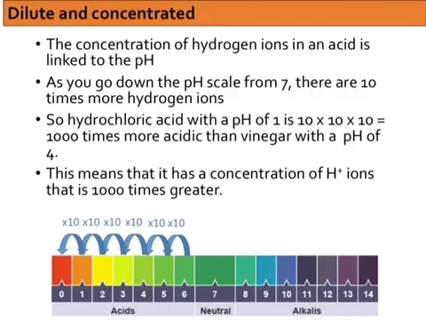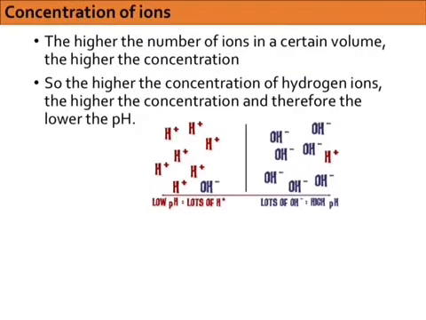As we go up the pH scale, we get 10 times less hydrogen ions present. So instead of timesing by 10, we can divide by 10 in order to work out the concentration of H+ ions. This increased number of ions in a volume increases the concentration. So the higher the concentration of hydrogen ions, the higher the concentration of the acid is, and therefore the lower the pH. Low pH, lots of hydrogen ions. Lots of OH- gives us our high pH.